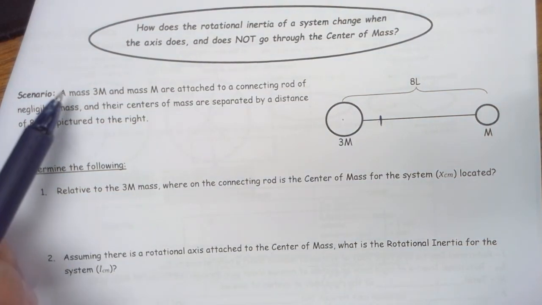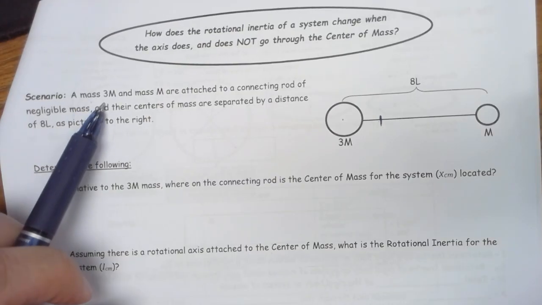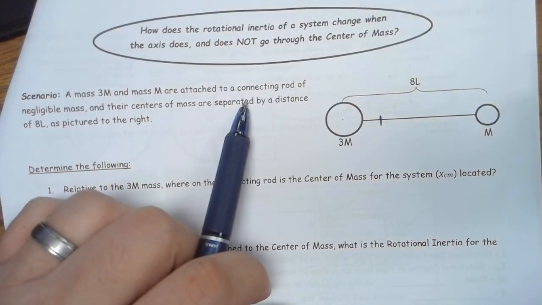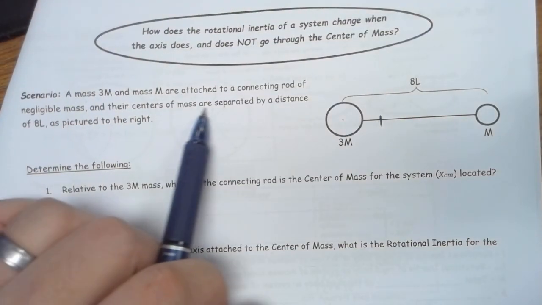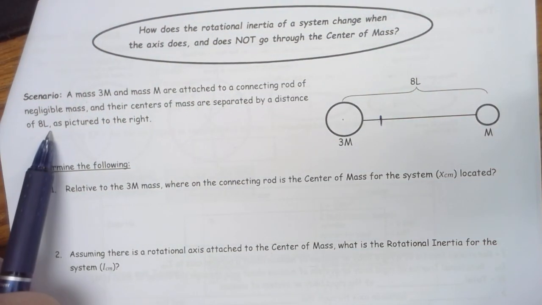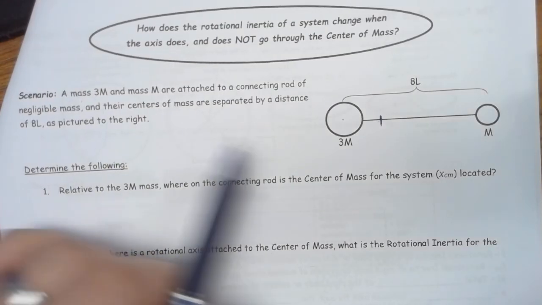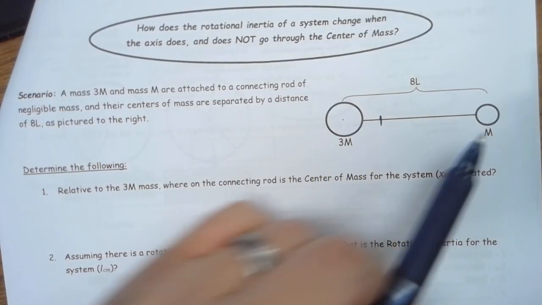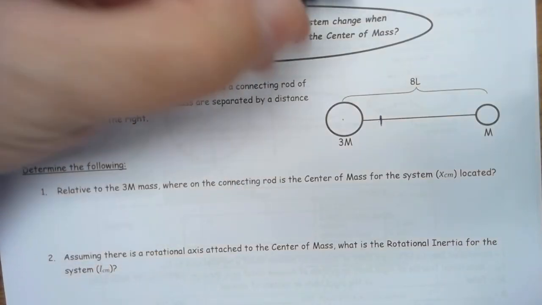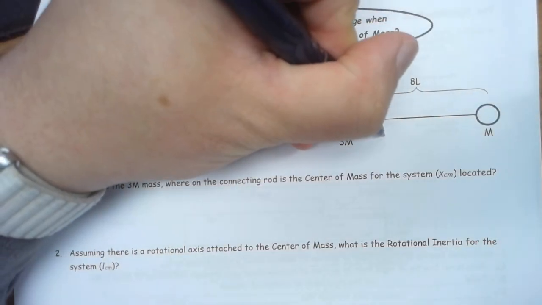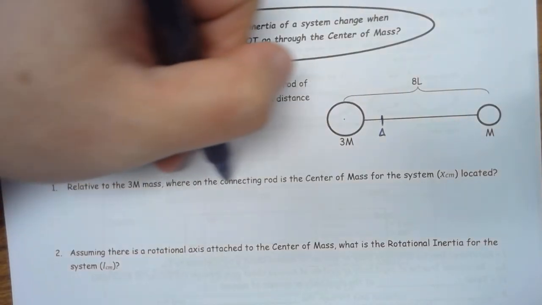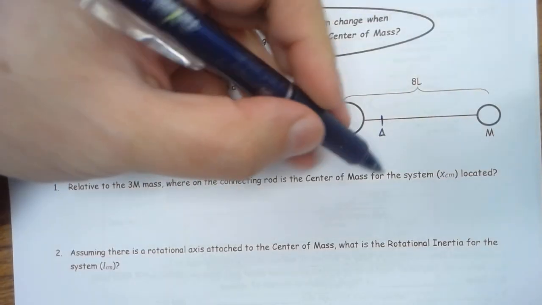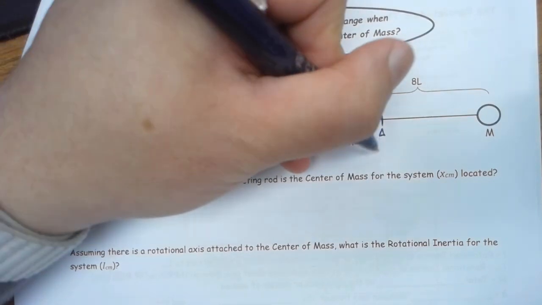Okay? So, right here, the scenario: a mass 3m and a mass m are attached to a connecting rod of negligible mass, and their centers are separated by a distance 8L, as pictured to the right. So we have a point mass here, point mass here. We're going to spin it, and we're probably going to find the center of mass to pivot it from. So relative to 3m, where on the connecting rod is the center of mass, xcm, located?